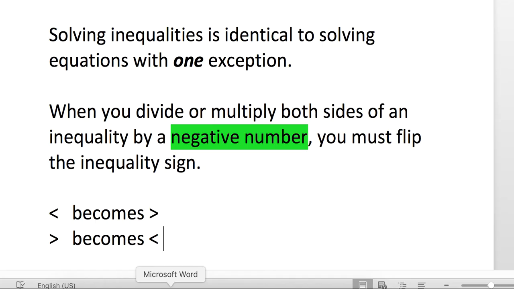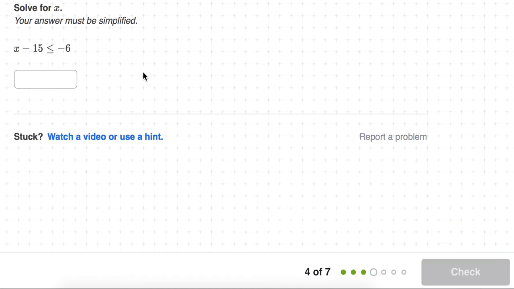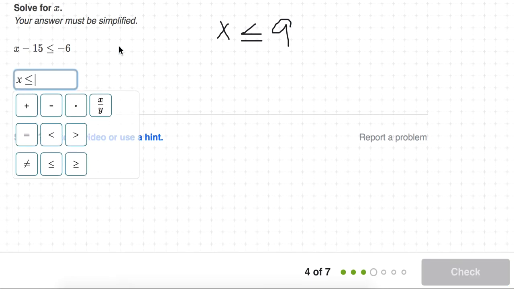Again, it's only when we divide or multiply both sides of an inequality by a negative number that we need to flip the inequality sign. Here's a straightforward one. We're going to add 15 to both sides. Negative 6 plus 15 is 9. Keep the symbol the same. x is less than or equal to 9.